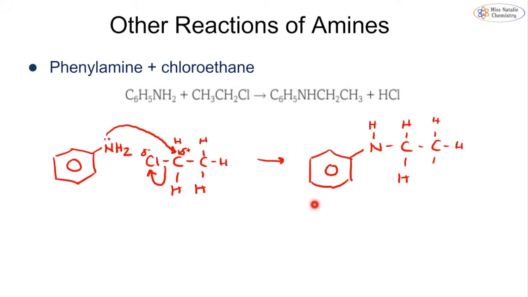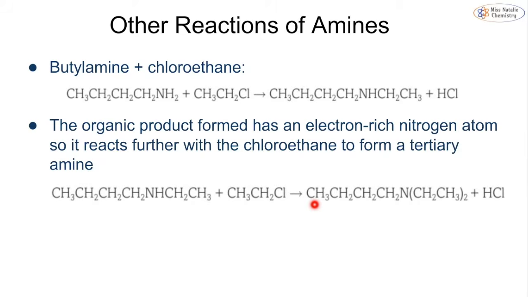Again, you don't need to know the mechanism of this, just how to draw out the structures of what we form. And this one would be our secondary amine. And we can see that because it is connected to two alkyl groups. We can also do this with butylamine and chloroethane, and again, we form the secondary amine as well as our hydrogen halide.